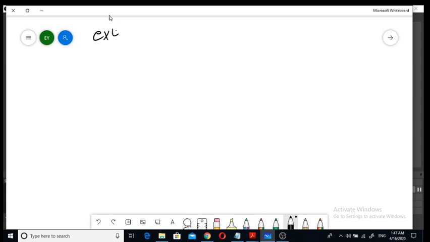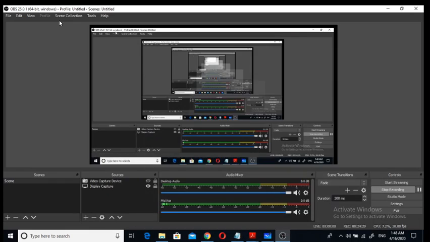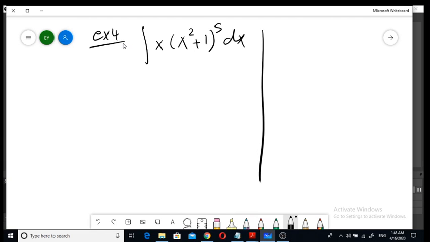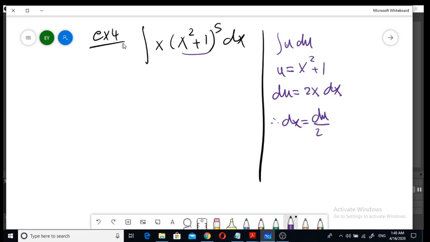Example 4. If we need to integrate x times (x squared plus 1) all to the power 5 dx. Again we have a product of two functions, so we are going to apply u substitution. Then we need to identify u and du. u is going to be x squared plus 1, and du, the first derivative of u, is 2x dx. Then we need to find dx, which is du over 2x.